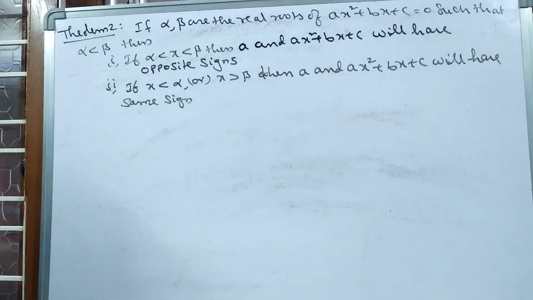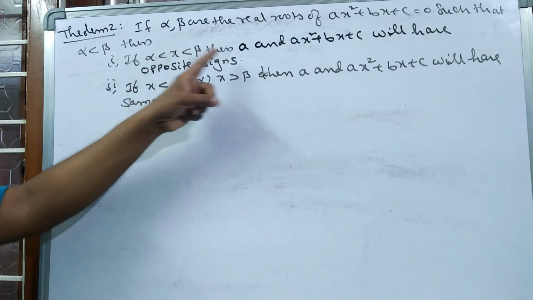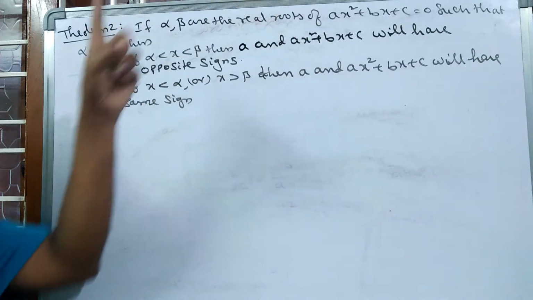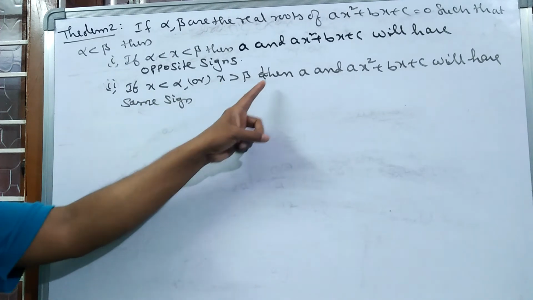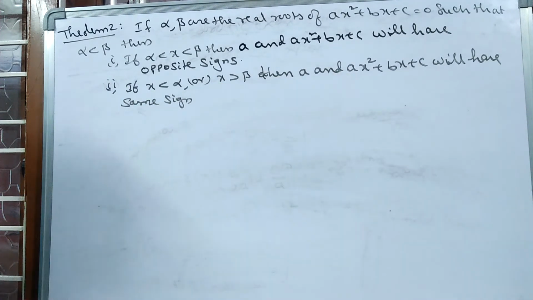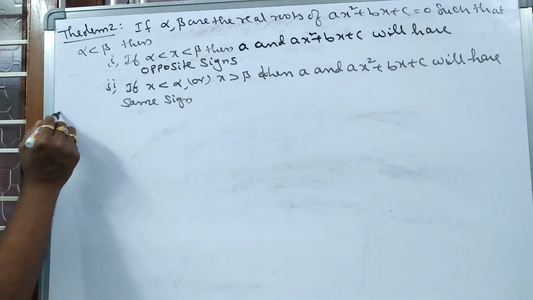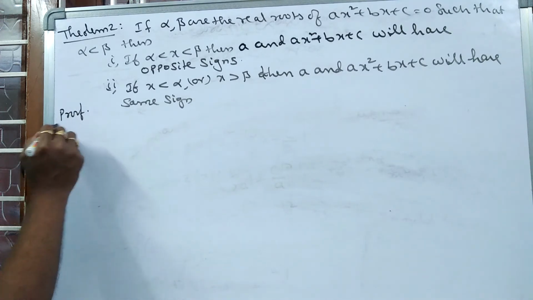So here there are two cases, again theorem number 2. If the x value lies between alpha and beta, both the roots, then a and ax square plus bx plus c will have opposite signs. If x is either less than alpha or x greater than beta, then a and ax square plus bx plus c will have the same sign. Let us see the proof of this theorem.